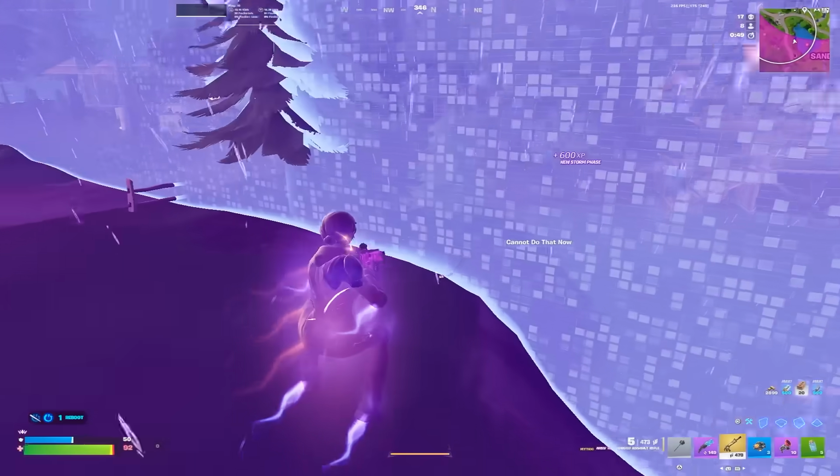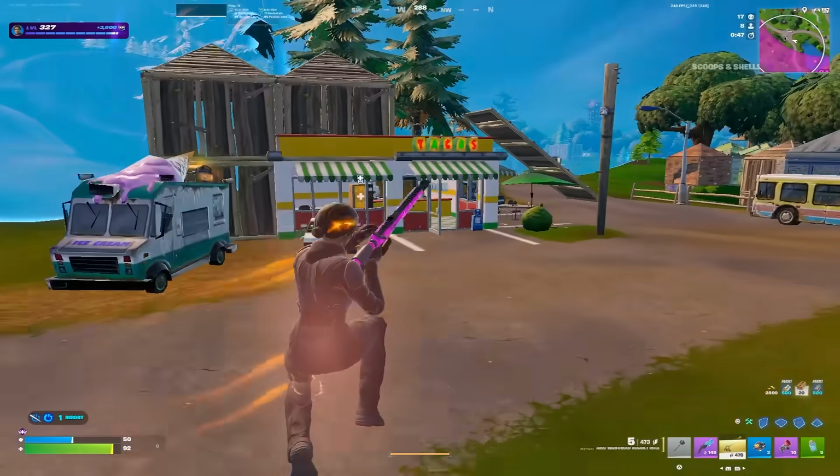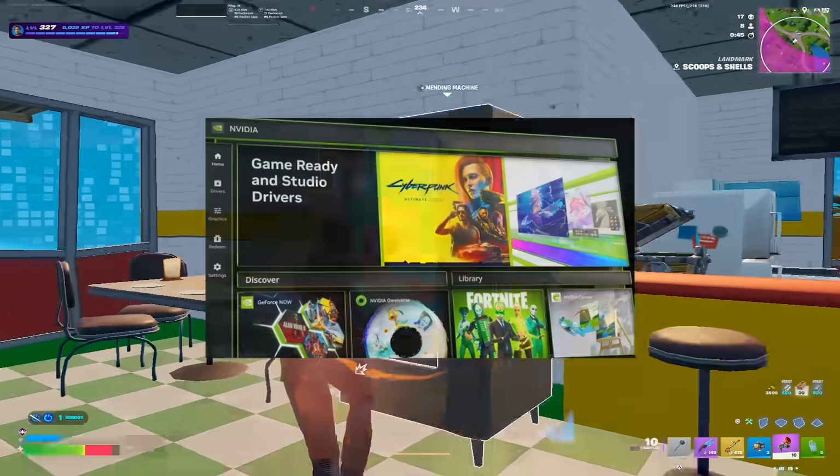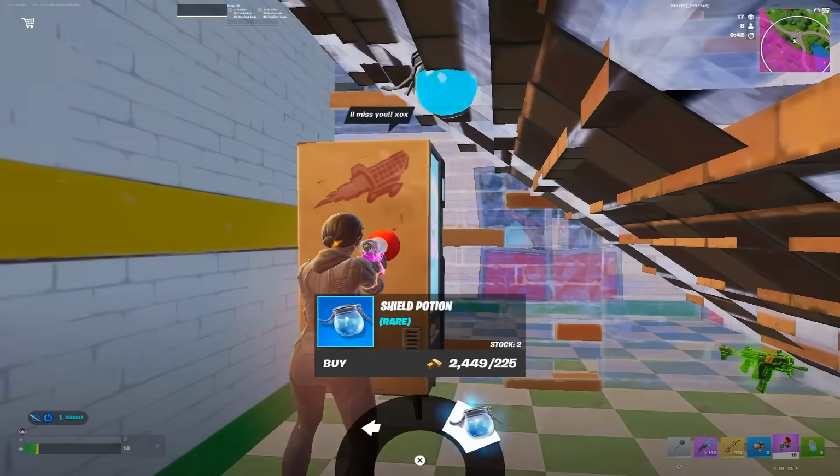So today I'm going to be getting into why overlays are bad for your FPS, specifically overlays like Steam, Nvidia App, Discord, and some others just like this.